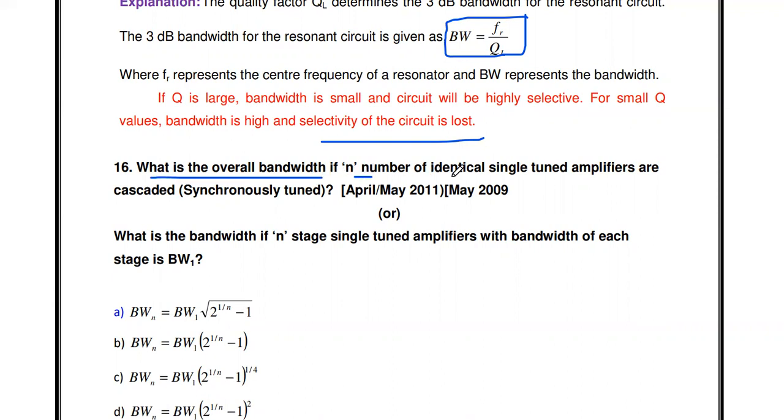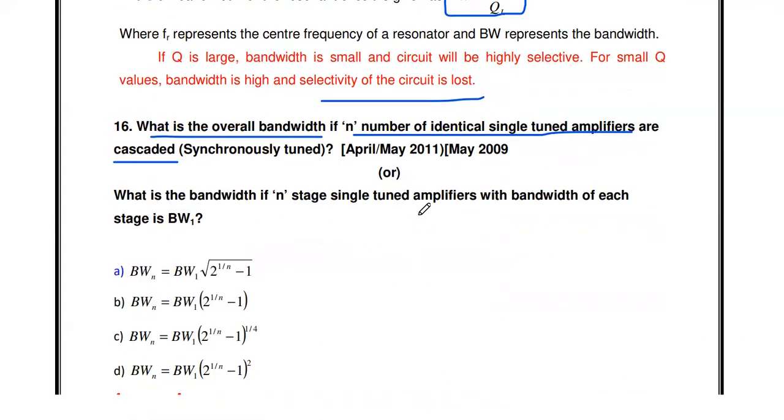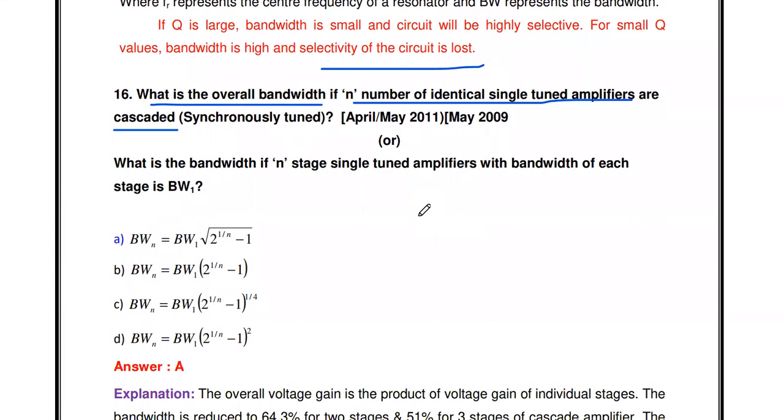If n number of identical single tuned amplifiers are cascaded, that is the multi-stage amplifier concept. Why we are moving to a multi-stage amplifier: if the gain of the single stage is not enough, instead of using the single stage, we may use 2 stages, 3 stages, etc. In such a case, if n number of identical single tuned amplifiers are connected in cascade, what is the overall bandwidth? Is there any change in the bandwidth or not? That is the question.